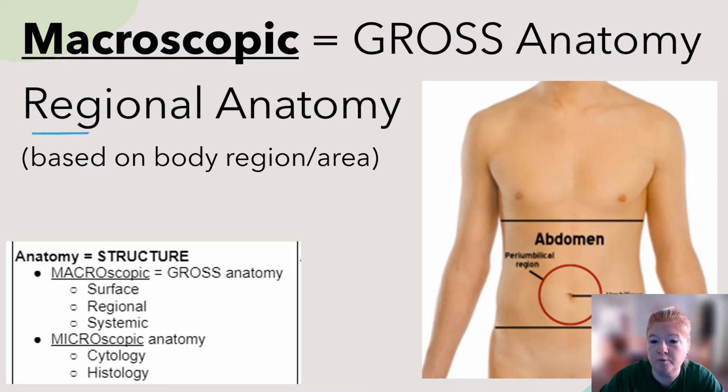Then we have regional anatomy. So again, this is another form of gross anatomy, and I want you to be careful because gross anatomy, right, what you can see with your eyes, is macroscopic, meaning you don't need a microscope. And this type of gross anatomy is called regional anatomy. So we might focus on the head or cephalic region. We might focus on the abdomen. We might focus on the arm, but it is based on region of the body.